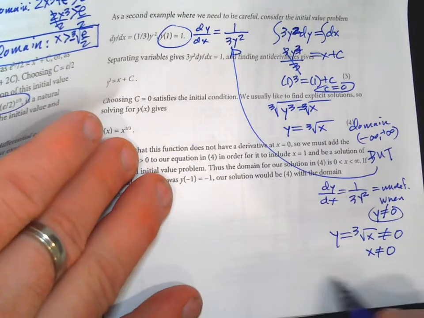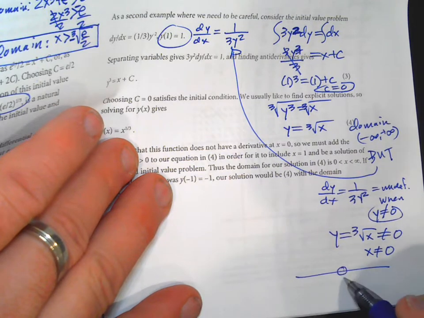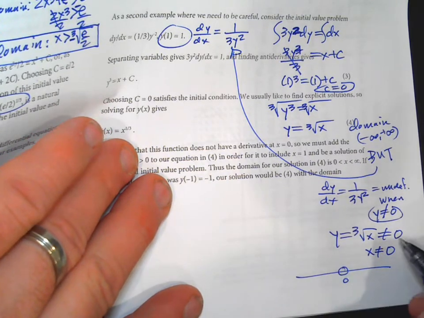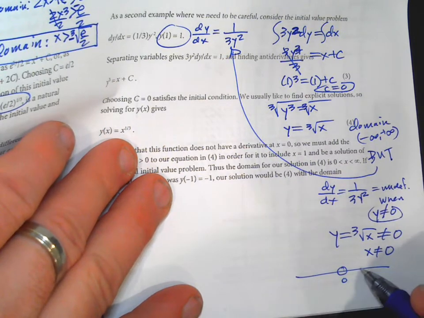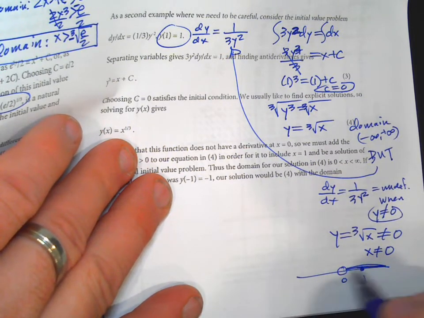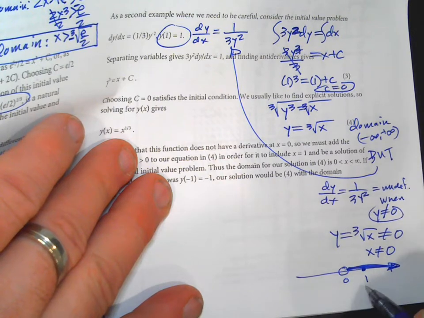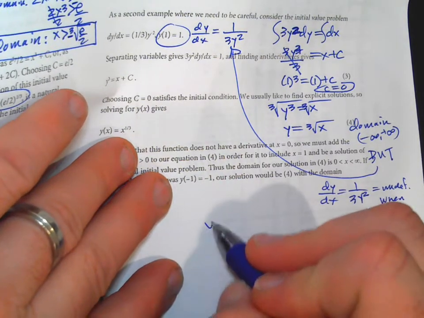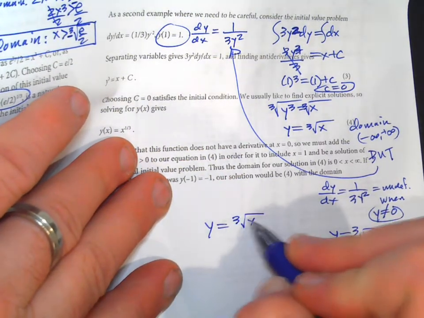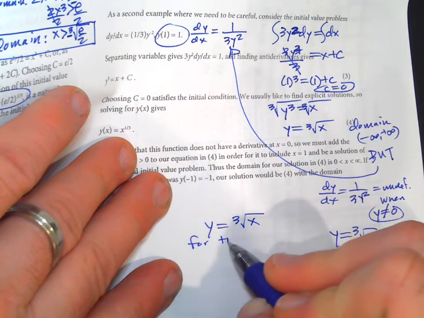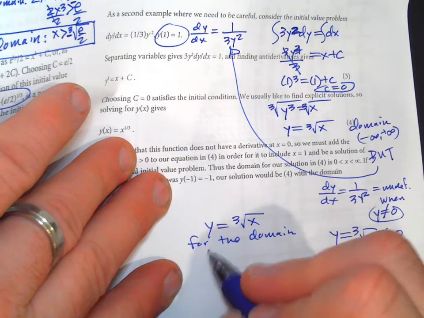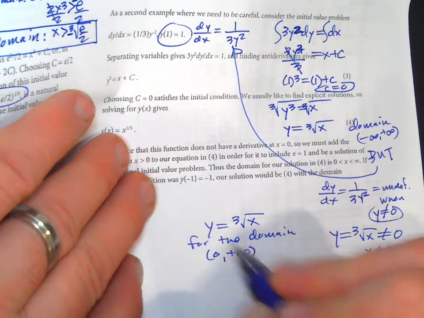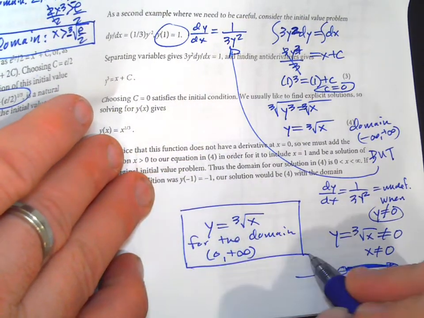So what I'm going to do is draw a line and put an open dot at the issue. I'm not going to do any tests or anything like that. I'm just going to pick the side where the initial value was, the x value. This is our domain. So our final answer is y equals the cube root of x for the domain 0 to positive infinity. That's our answer.